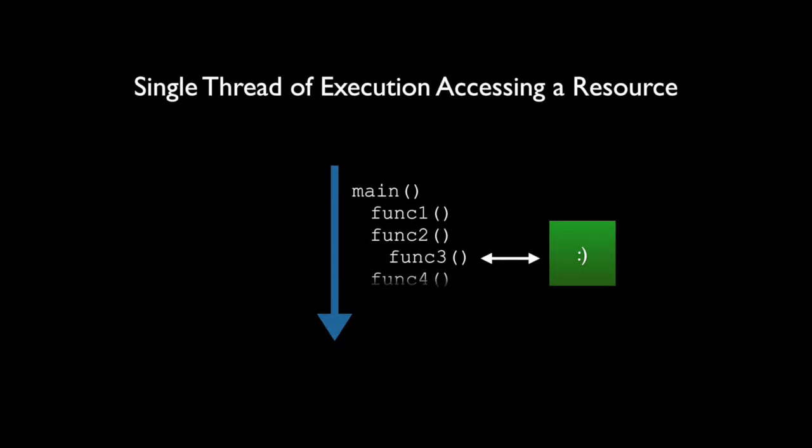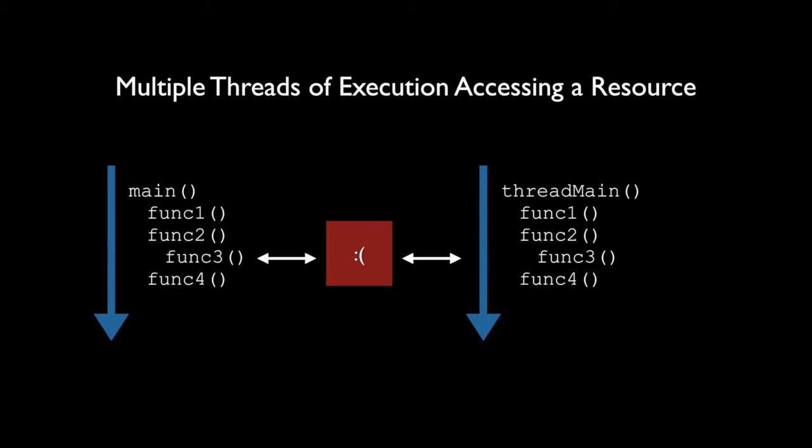When you have a single thread of execution accessing a resource, the way it might work is that you have a couple of functions in your call stack trace, and one of those functions at some point will be accessing a resource, and it might look like function 3 is accessing the resource. In this slide presentation, I denote resources as a green box with a smiley face, meaning that the resource is happy and everything's fine, because in a single thread, there isn't a lot you can do to screw up a resource if it's been properly designed.